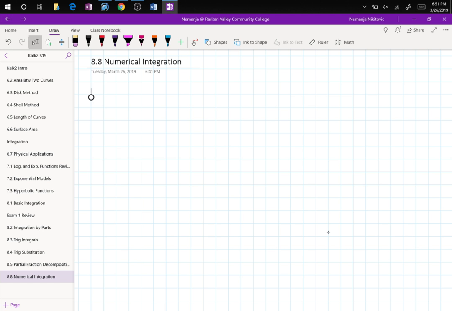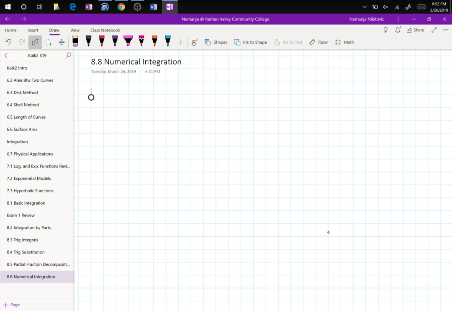Hello and welcome back to Calculus 2. This is section 8.8, which is 8th grade math on numerical integration. Why is this 8th grade math? Because the only thing you are going to do here is multiply and add numbers. So we are going to approximate area under the curve.